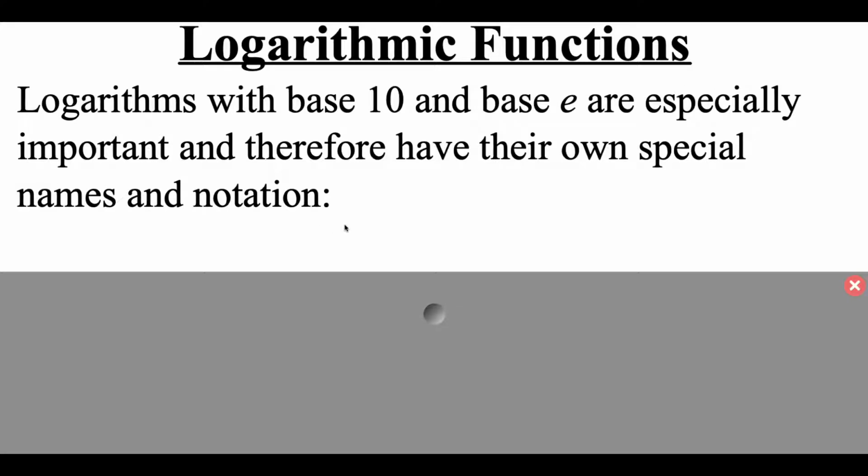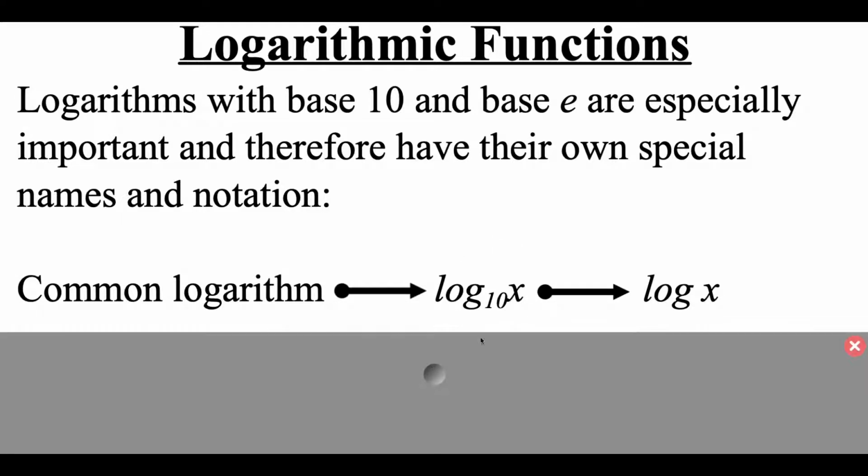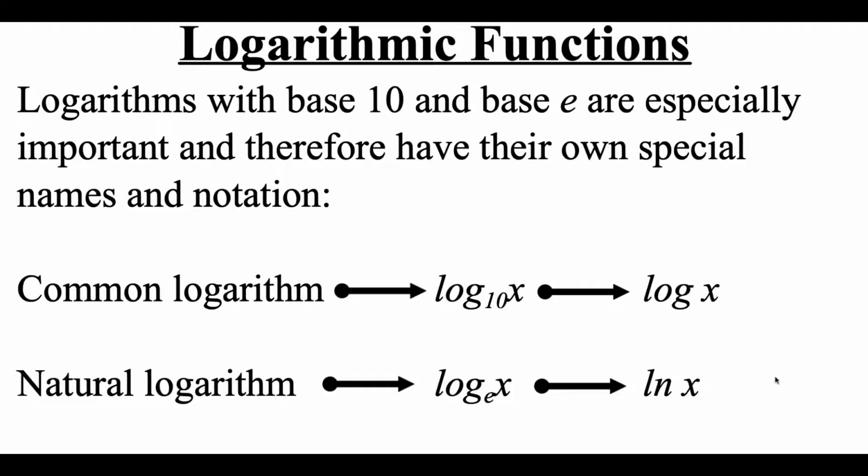Now, there are a couple of special kinds of logarithmic functions. Logarithms with base 10 and base e are especially important, and they have their own special names and notation. The first one is a base 10 logarithm, which is also called a common logarithm. With base 10 logarithms, we don't typically write the base of 10 down there. So if you see just the log of x, that's an implied base 10 logarithm. The other special kind is a natural logarithm, which is a base e logarithm, and we denote that as just ln of x. So that's the natural log of x.